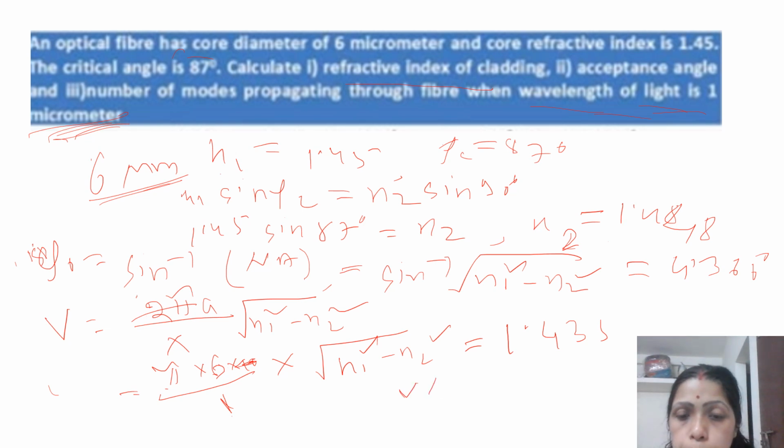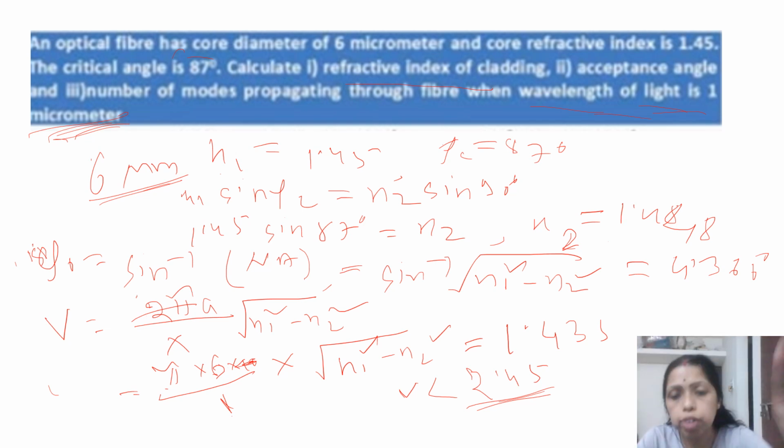So if this V number is less than 2.45, which is the cutoff frequency, for the particular wavelength of light, that means if the 1 micrometer wavelength light is propagating through the fiber, it can only produce a single mode.